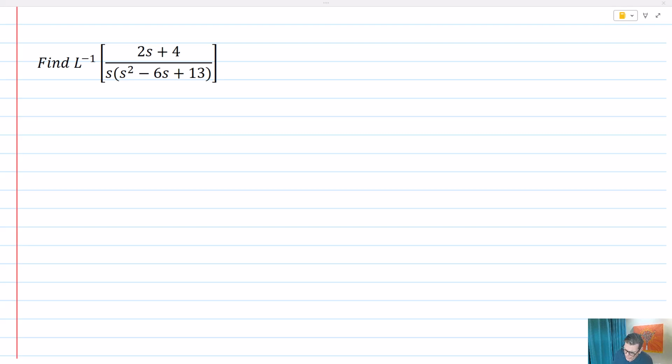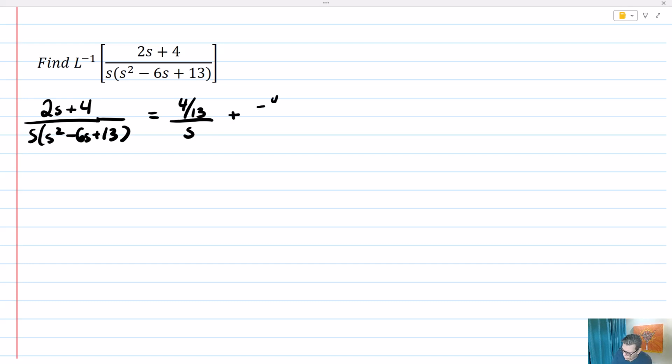So let's first go in and use partial fractions in order to figure out what 2s plus 4 over s times s squared minus 6s plus 13 is. After using partial fractions, what we get is 4 over 13 over s plus negative 4 over 13 s plus 48 over 13 divided by s squared minus 6s plus 13.